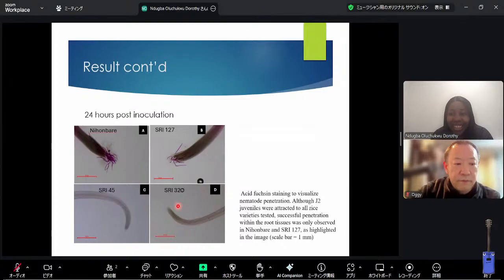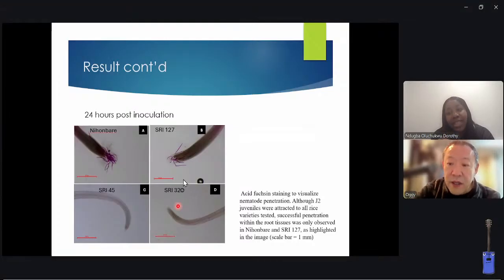Do you understand? I think I understand now. So SRI 45 and SRI 32 are stronger than the others regarding resistance to the nematodes. Yes, because they are not penetrating. Penetrate means the nematodes go inside the roots, enter, and cause harm. Yeah, I understand.